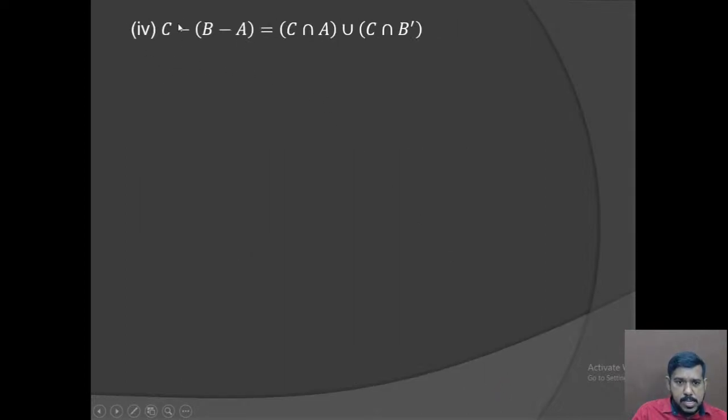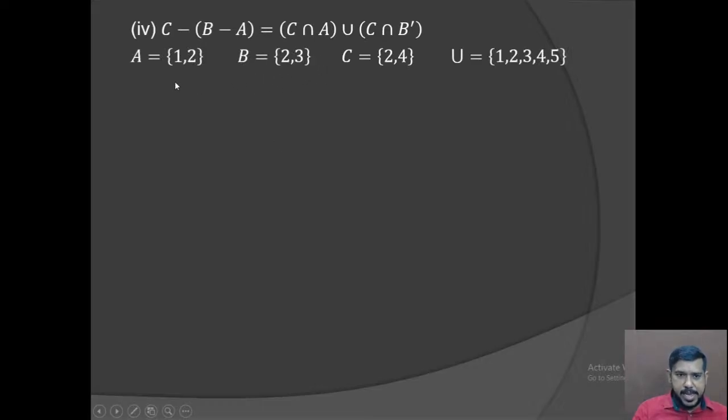Now we'll go to the next subdivision. Subdivision 4: C minus (B minus A), which is equal to (C intersection A) union (C intersection B)'. Okay. Here also set A, set B and set C, all 3 must be taken on our own. So the same set of values will be taken. So A, B, C are taken, the same values. Here I have taken a universal set. The reason is we have a dash.